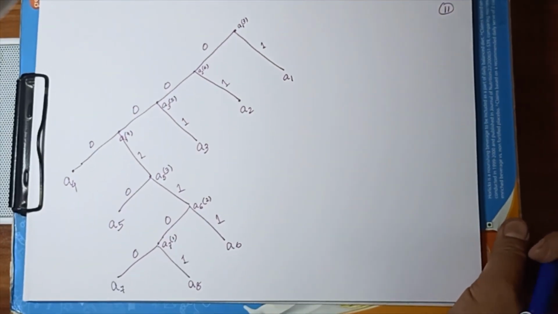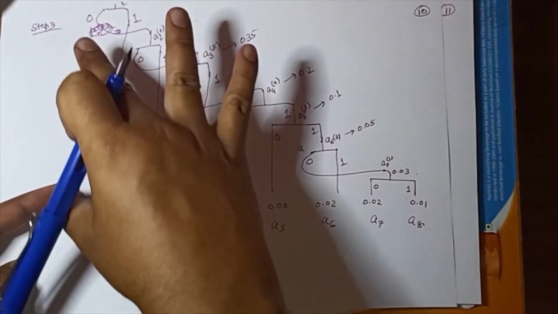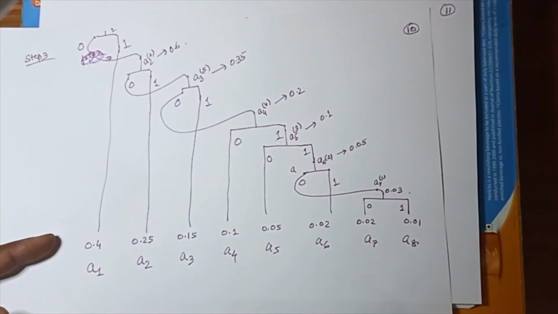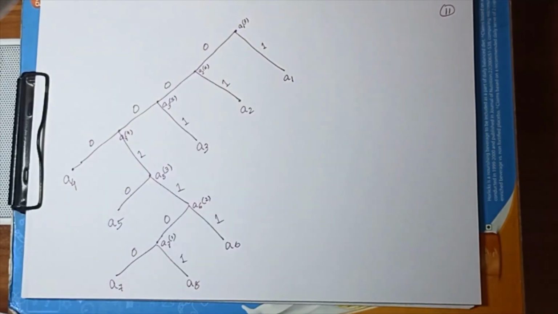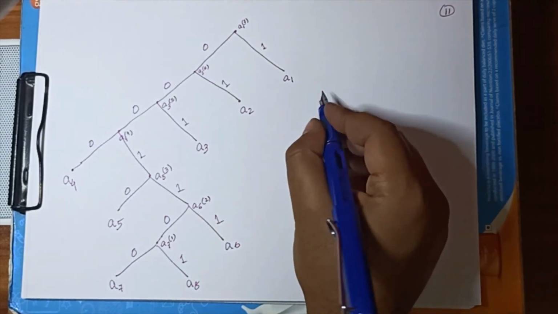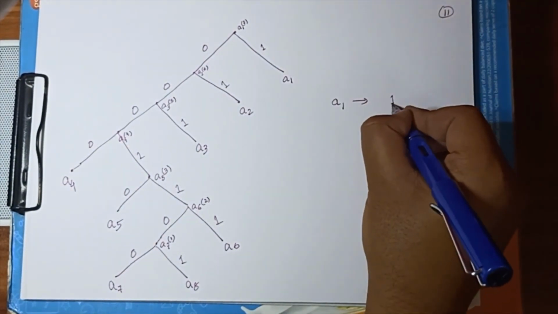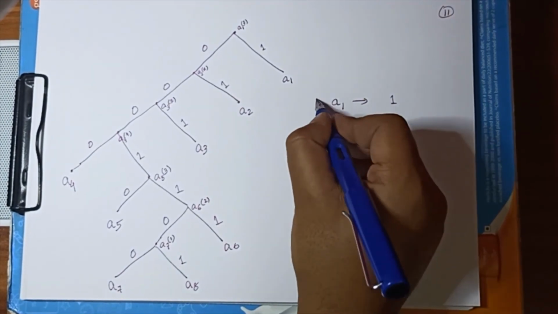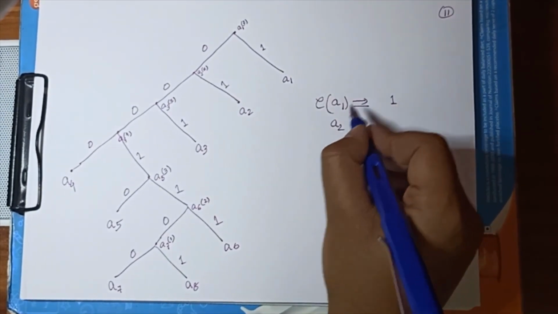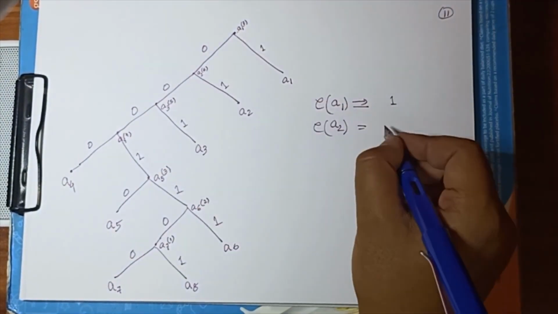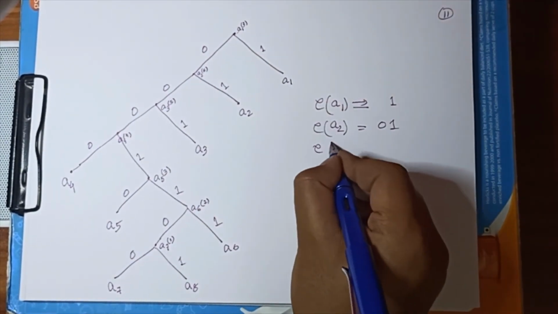So in a much more tree-like structure, this is a little visually non-appealing. This is much more appealing. Now from here you can construct the codes simply. So A1, the code is 1. Code of A2 is 0, 1.